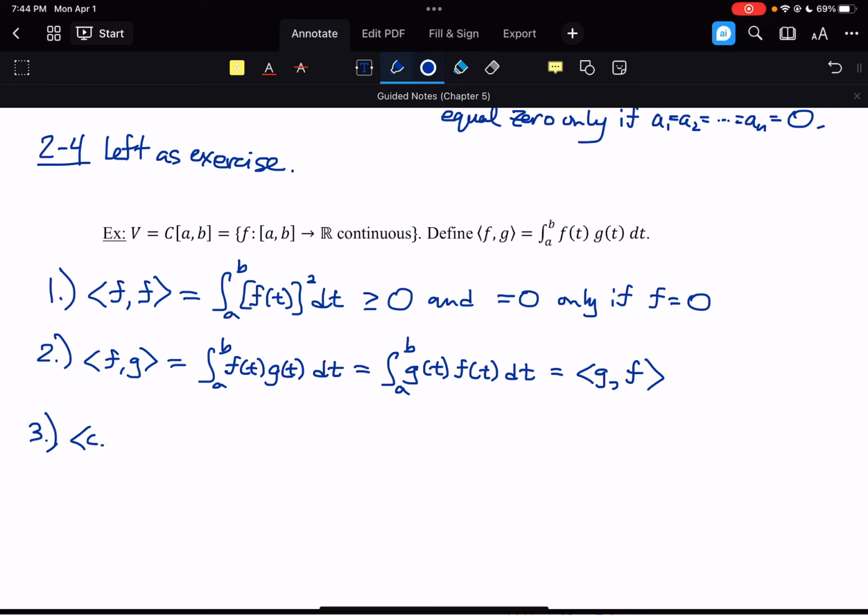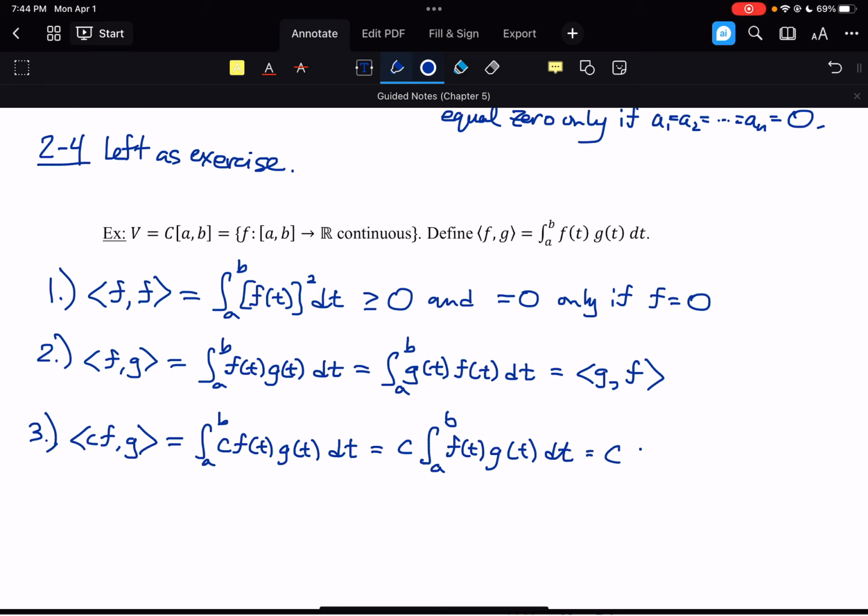For property 3, if we take our constant c times f, so we get our integral of c times f of t g of t dt. Rules, again, of integrals allow us to pull the c out to the front. We get f times g. So this is c times the inner product of f with g.